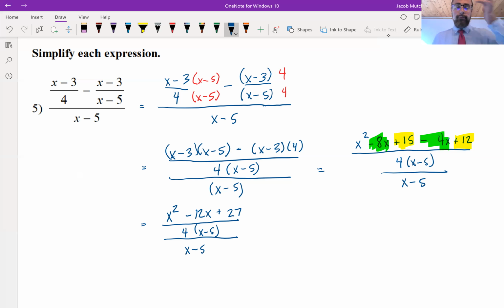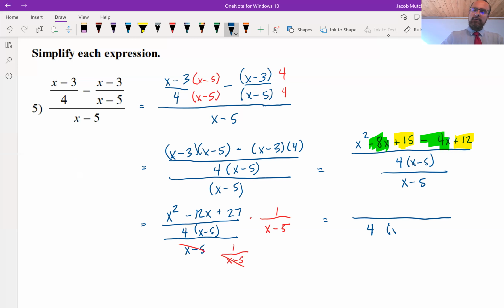Now I'm ready to combine that denominator with my upper fraction. I use the same strategy we used in our first example. I'm going to multiply by its reciprocal, 1 over x minus 5. In the denominator, that'll cancel. I'll also multiply by 1 over x minus 5 here in the numerator. So what we get next, we'll do the denominator first. It's going to be 4 times x minus 5 times x minus 5.